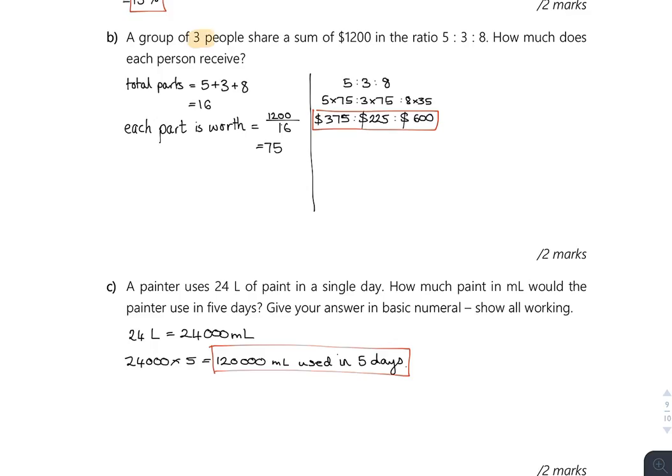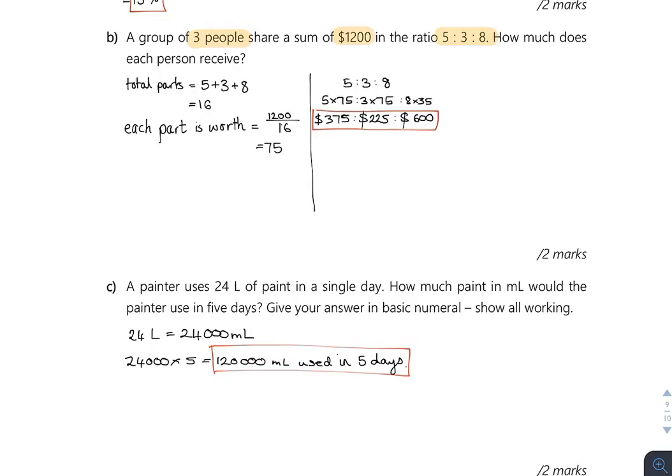Part B, a group of 3 people share a sum of 1,200 in a ratio of 5 to 3 to 8. How much does each person receive? Okay, basically we need to know how many parts there are in total. So if we add together 5, 3 and 8, we get 16. So there are 16 parts in total, which means if I take my total sum, the 1,200, and divide it by 16, I get 75. So each part is worth 75.